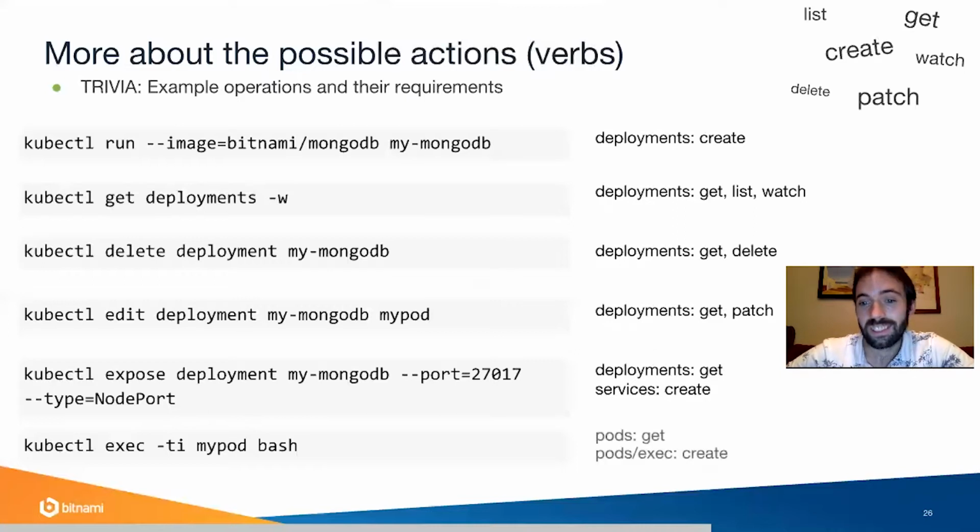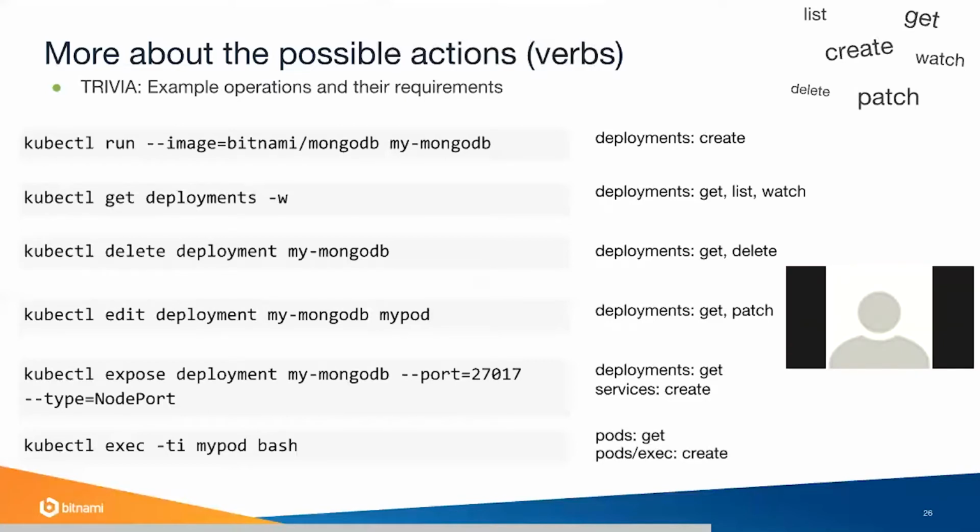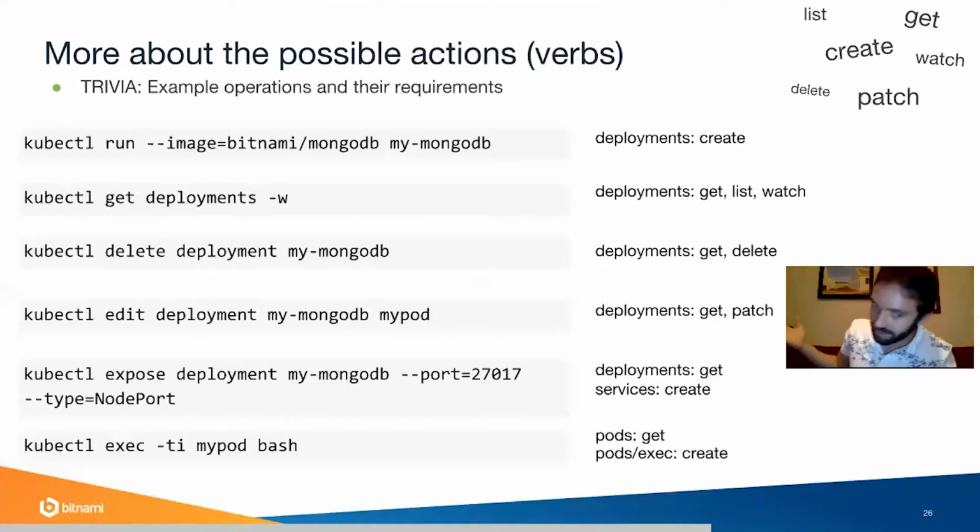But also, if you go to the API, there is an object called pod exec, so you need to be able to create an execution inside the pod. It's an API object that you don't see in regular tutorials, but if you go to the API, you will see these strange objects implied.